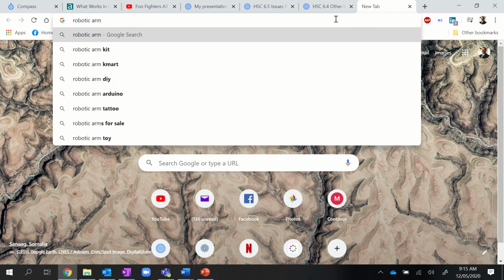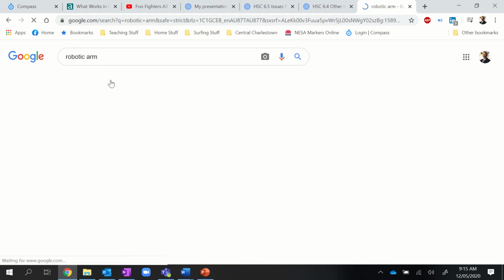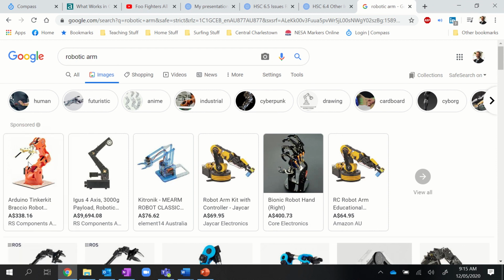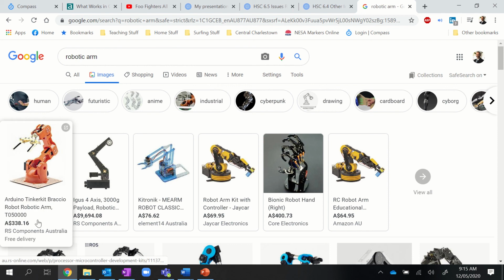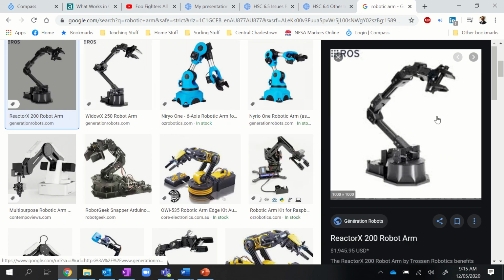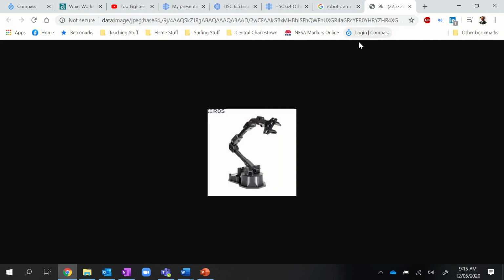Robotic arm. Right. So if I get an image of a robotic arm up on the screen, here's a perfect one. I did it around the wrong way. Let's just choose that there. Open link in a new tab. Righto, oh, it's a tiny one.